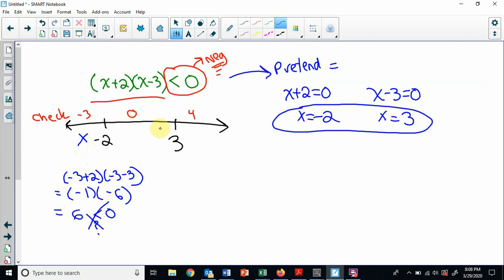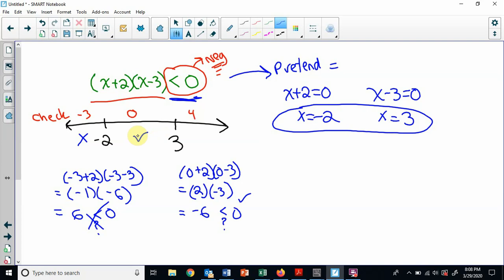So can we check in this region? Yeah, what number are we going to choose? Any number in here, but choose the easiest, 0. Everybody should be able to do this. 0 plus 2 is 2. 0 minus 3 is -3. What's 2 times -3? That's -6, because a positive times a negative is a negative. Feel free to use a calculator on these. So is that less than 0? Because that's what we're checking right here, right? And the answer is yes, -6 is less than 0. So this region right in here checks out.